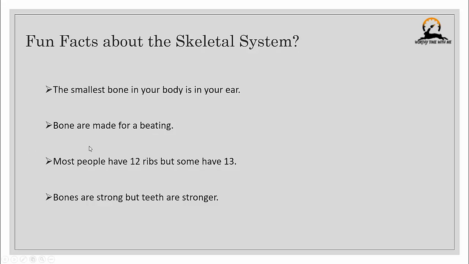Now, most people have 12 ribs, but some have 13. Remember, I was previously talking about how people can have more ribs? Here comes. So think about it. There are 2 floating ribs in 12. Then in 13 there are 3 floating ribs. So they have more. Bones are very strong, but teeth are stronger.